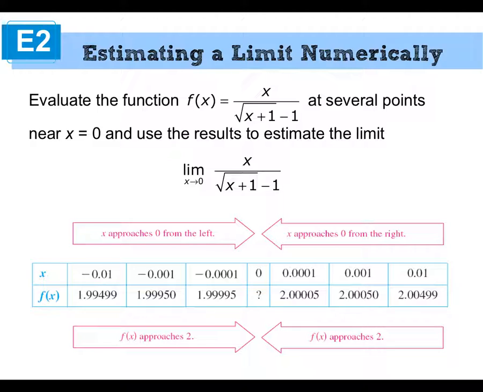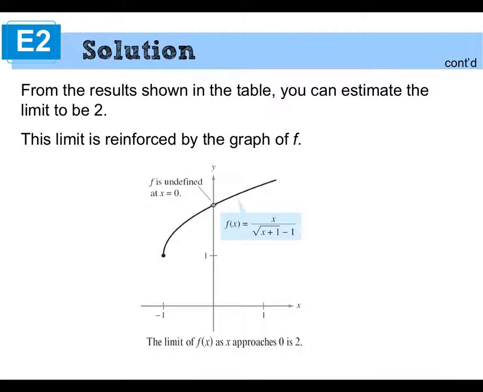The other option would be to graph it on your calculator and see what that looks like. Okay, that's what the graph looks like. And you see that at 0, we're getting closer and closer to 2, so that tells us exactly what we thought was correct in the previous line.